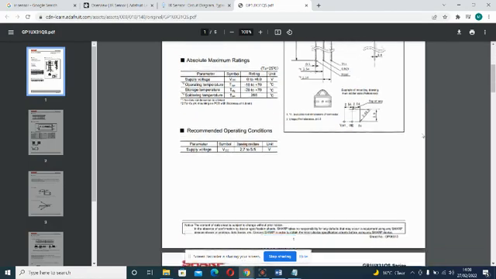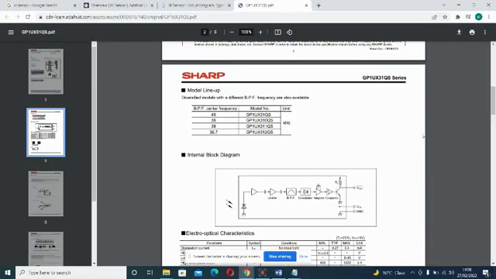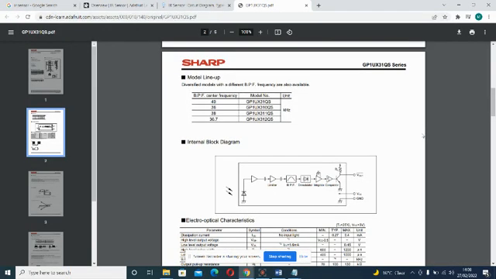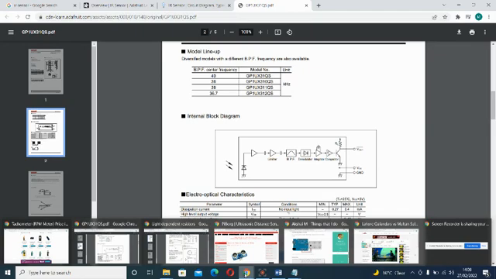The supply voltage is given the rating 0 volt to plus 6 volt. The storage temperature is minus 20 to 70 degrees centigrade. The soldering temperature is 265 degrees centigrade. And these are the main points of the main characteristics of IR sensors.